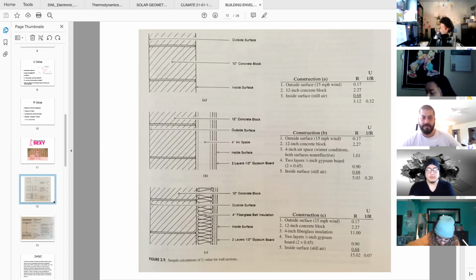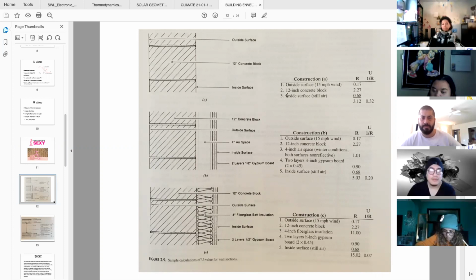So let me get my little drawing tool here. Starting at the top, this is just a straightforward 12-inch CMU concrete masonry unit block wall, assuming it to be fully grouted. That means that the hollow cells that are inside are grouted with cement or concrete. So it's a simple wall, but it has 3 different R values or R factors that you have to add up to look at the entire assembly of the wall.